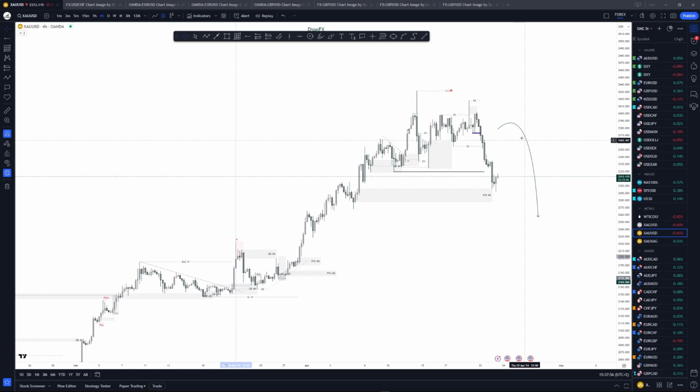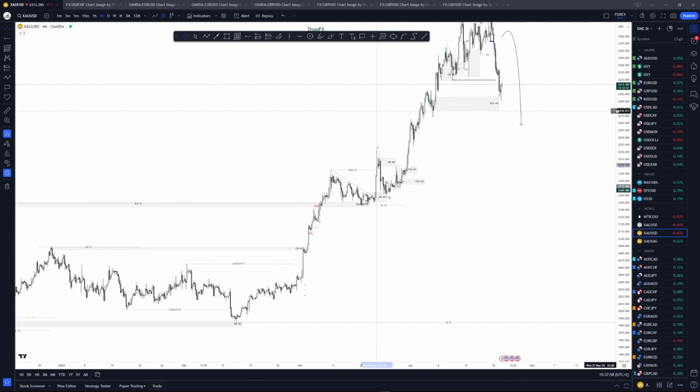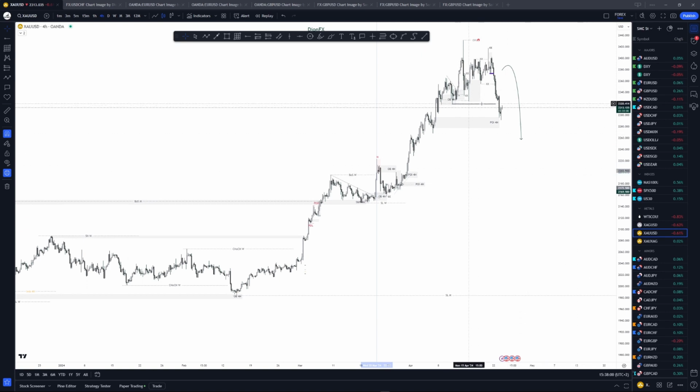Okay, because right now gold is currently turning into the downside. It has already turned into the downside. So for me, I'll be only interested in sales when price comes into this level.